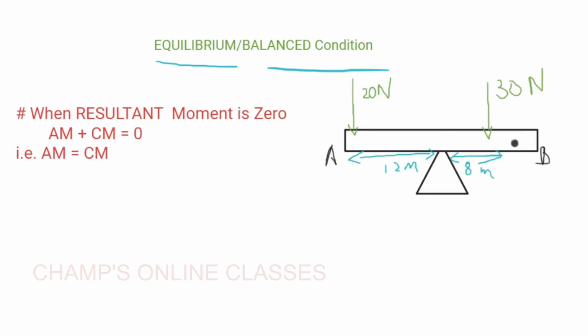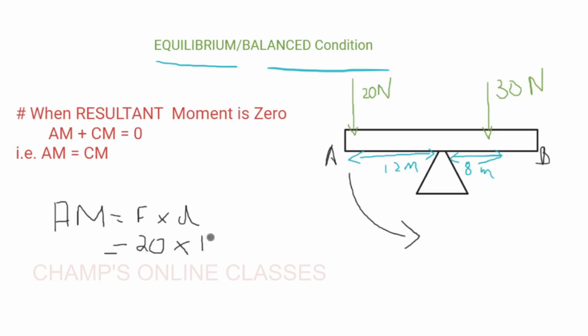Let's understand equilibrium by this condition. Here there is a 20 Newton force acting on side A and a 30 Newton force acting on side B. Now let's calculate how much moment is produced by the 20 Newton force and how much moment is produced by the 30 Newton force. We can see this 20 Newton force will produce an anti-clockwise moment, that is a moment going in this direction. So our anti-clockwise moment is force into distance from the pivot. What is the force? Force is 20 Newton and the distance is 12.